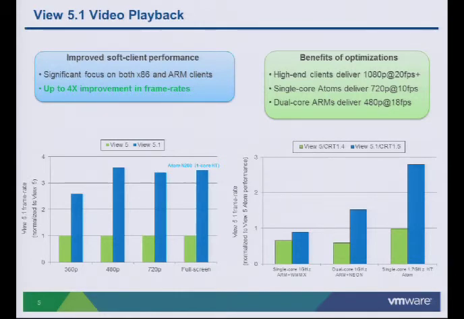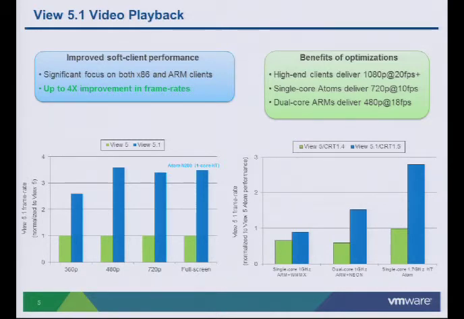This is what I'm illustrating here on the plot down the left. This is for an Atom, basically a single-core hyper-threaded Atom, what you may find in a thin client today. You can see that for 360, 480, 720, or even when you full screen a video, you're seeing between 2.5 and 4x improvement in performance. On the right-hand side of the slide, we have some ballpark performance estimates. If you have a halfway decent x86 desktop, you're going to see good 1080p performance. If you have a decent thin client, you're going to see decent 720p performance. And for a lower-end thin client running an ARM, you're going to see good 480p performance.